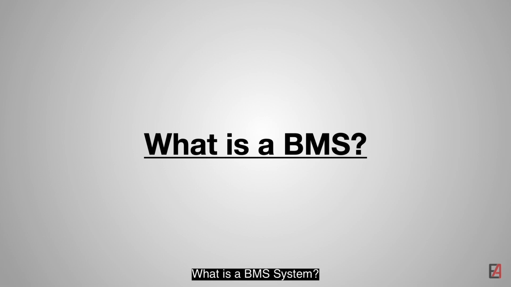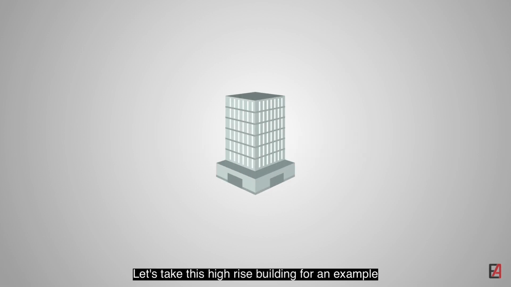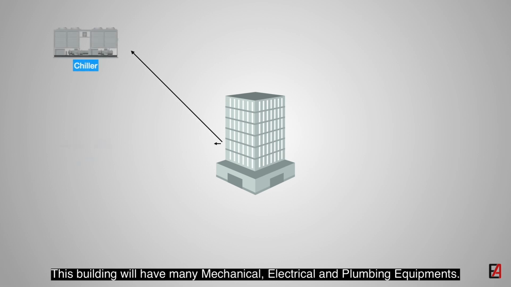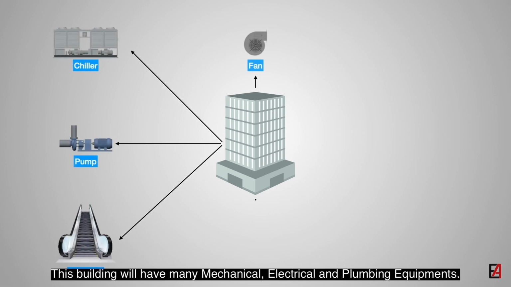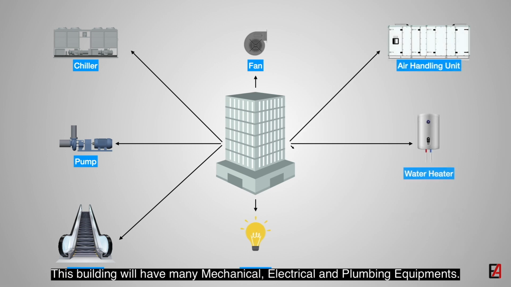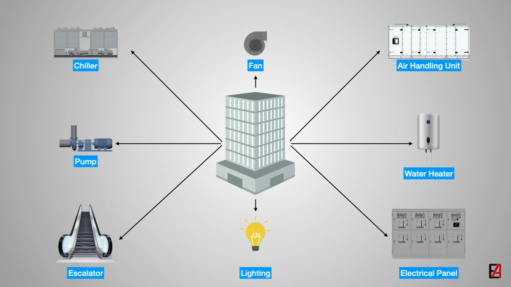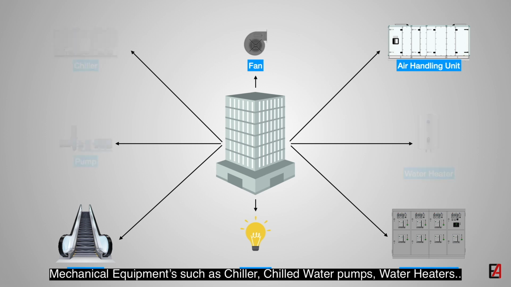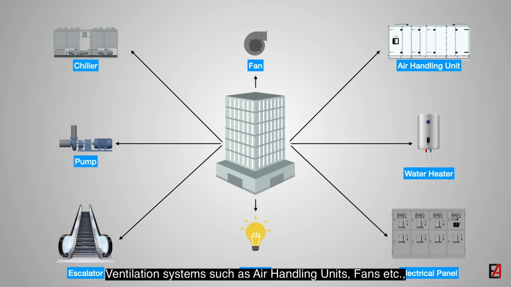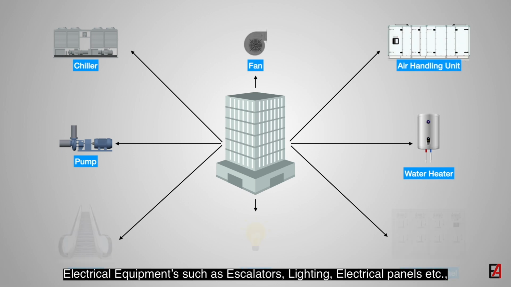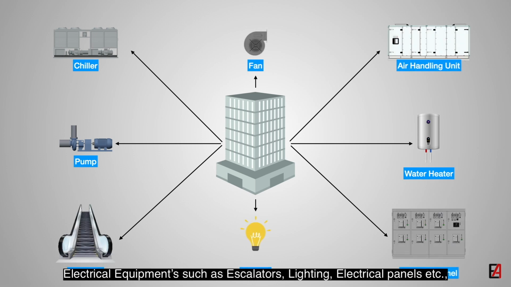What is a BMS system? Let's take this high-rise building for an example. This building will have many mechanical, electrical and plumbing equipments. Mechanical equipment such as chiller, chilled water pumps, water heaters, ventilation systems such as air handling unit, fans, etc. Electrical equipment such as escalators, lighting, electrical panels, etc.